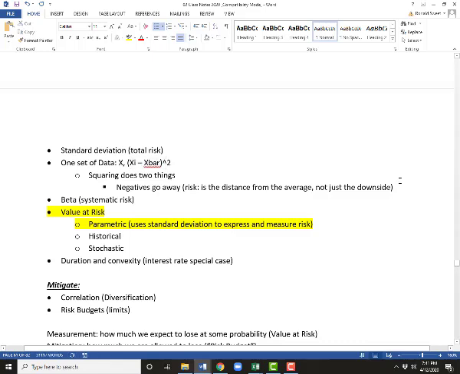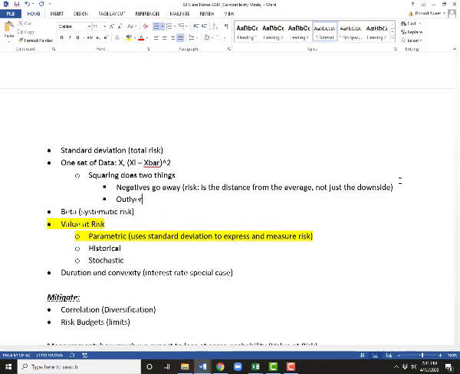The second thing you see is that outliers get exaggerated. Numbers that are really far from the average, because we're squaring them, become really, really large. Because of that squaring function, outliers get exaggerated.